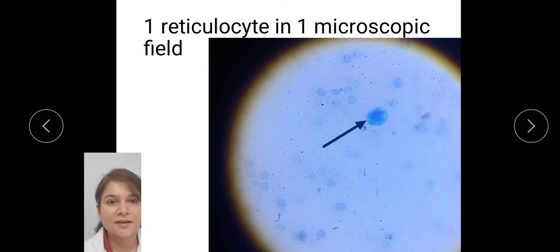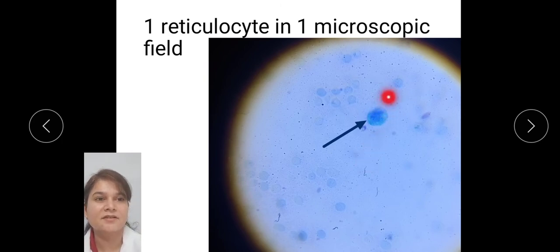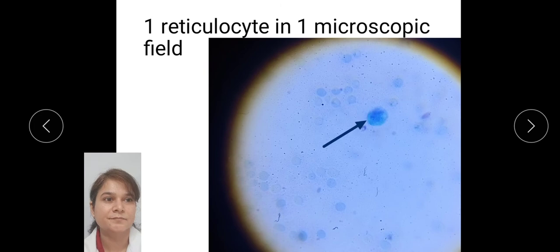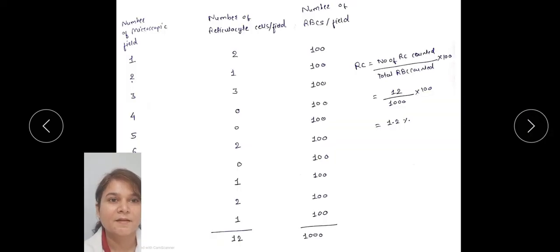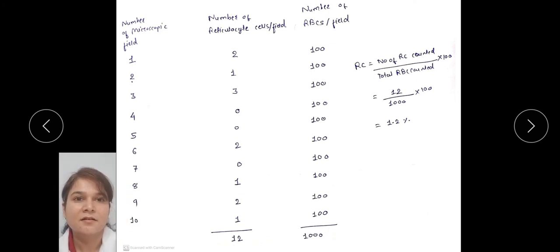Here that is the second microscopic field. Here we have seen one reticulocyte. In the third microscopic field, we have seen three reticulocyte cells, and the rest are RBCs. So here the observation we have done, that is the number of microscopic fields we have observed.